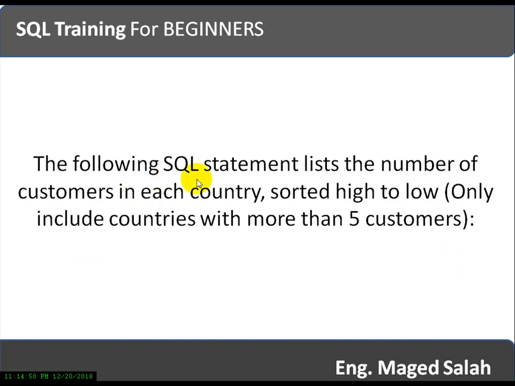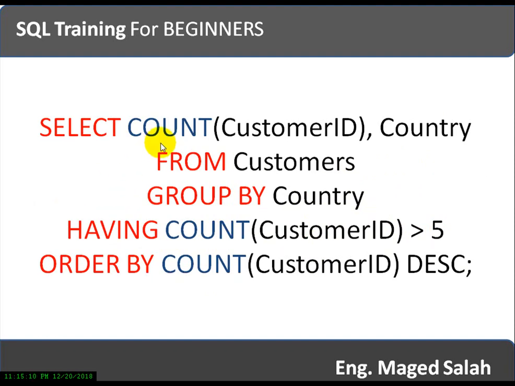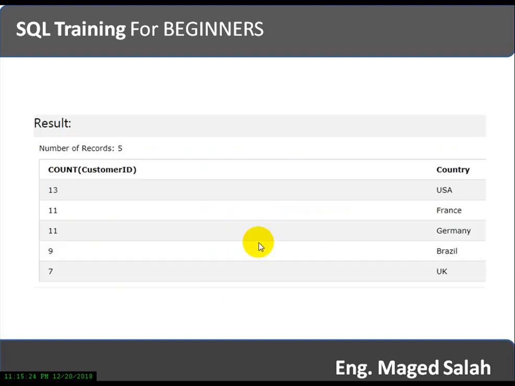The following SQL statement lists the number of customers in each country, sorted high to low, only including countries with more than 5 customers. SELECT COUNT(CustomerID), Country FROM Customers GROUP BY Country HAVING COUNT(CustomerID) > 5 ORDER BY COUNT(CustomerID) DESC. The result is 5 records.